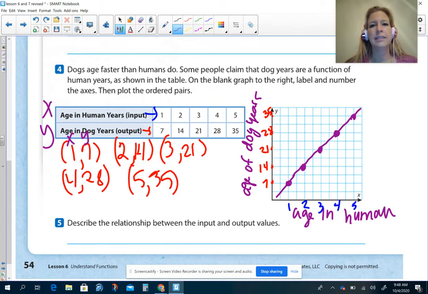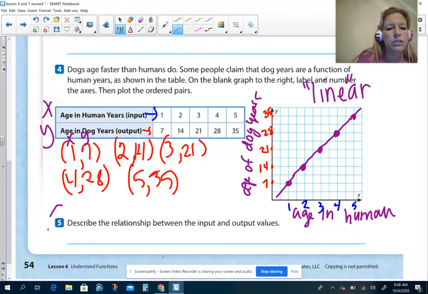And we will get to lesson 8 where we get to talk about what a linear function is. Okay? But I'm going to go ahead and start using that word now because linear means line, and this is exactly what we have. So can we describe this relationship? What is happening every age for human? What's happening with our dog years? Pause my video and see if you can put into words number 5, which is to describe this relationship. Pause my video, go.